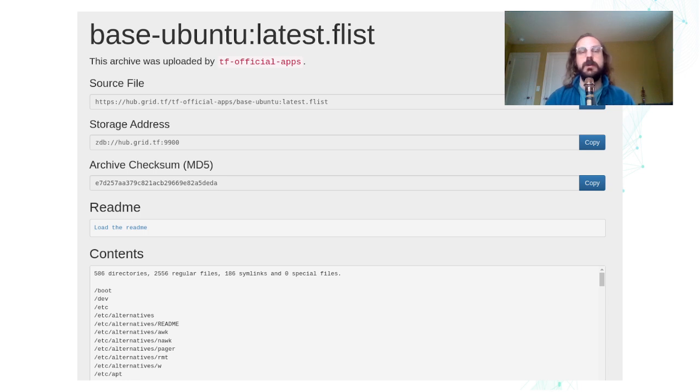But if you just deploy an Ubuntu Micro VM on the grid, you basically get an Ubuntu container with SSH server installed, and that's pretty much it.